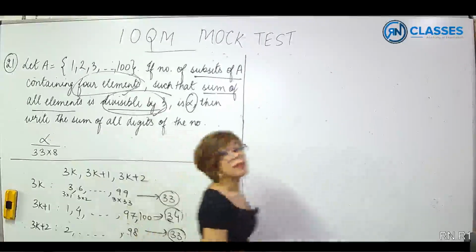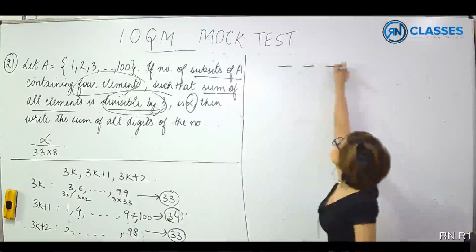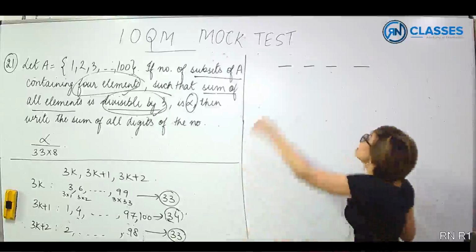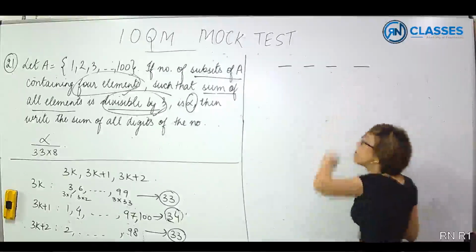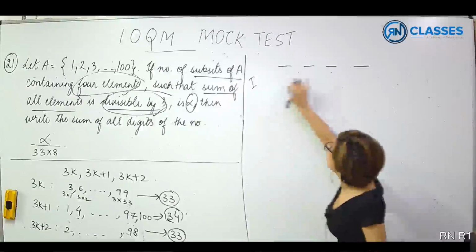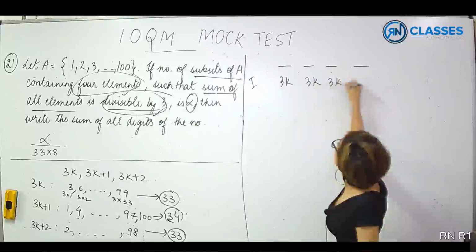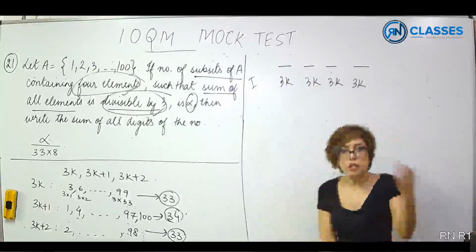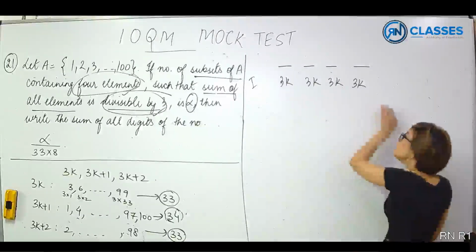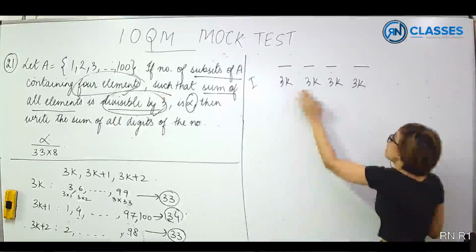Right? Cool. Now the thing is I need to have 4 element subsets. 4 elements such that the sum of all these numbers has to be divisible by 3. Now, first case is obviously all of them can be of the form 3k. 3k, 3k, 3k, 3k. Obviously, since each number is of the form 3k, the sum of all of these would be of the form 3k. Right, done? So, 3k, 3k, 3k.